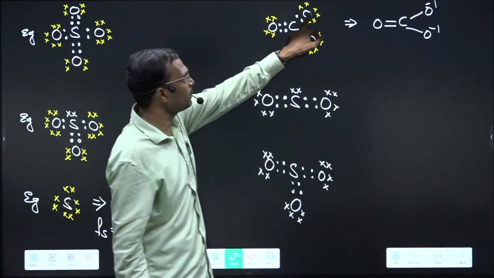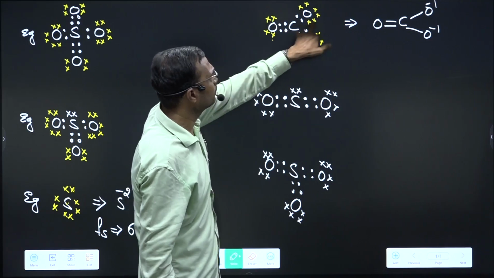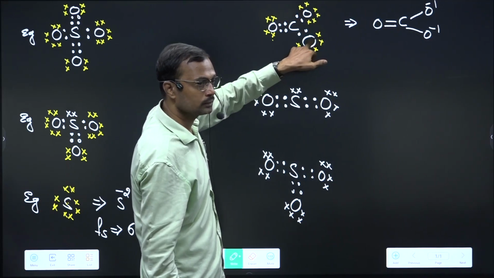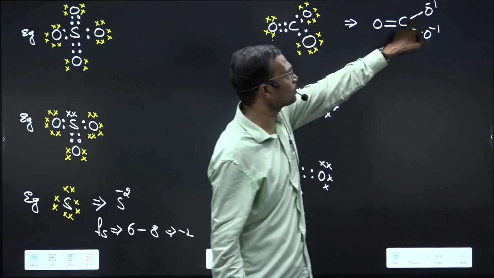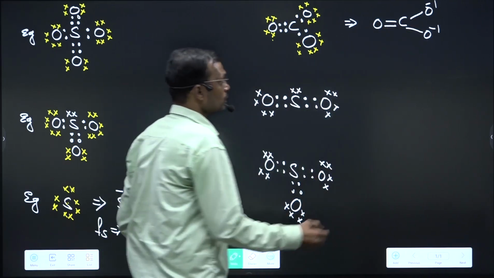Here the formal charge is minus 1, or not? See, here how many lone pairs are there? 2. But here 3. How many extra? 1. Here minus 1, minus 1. Here between carbon and oxygen how many electrons are there? 2 electrons. That's why it is a single bond. Can you work out this?